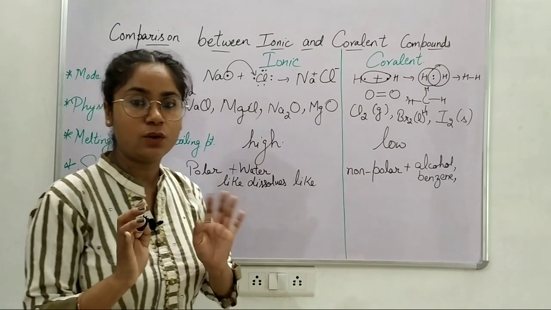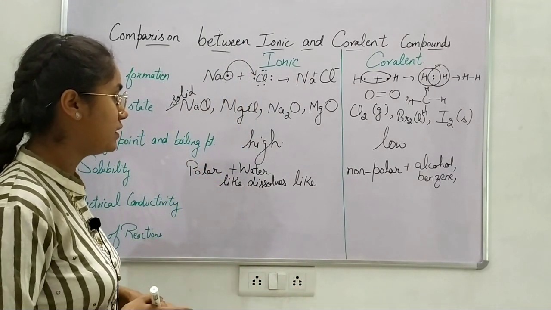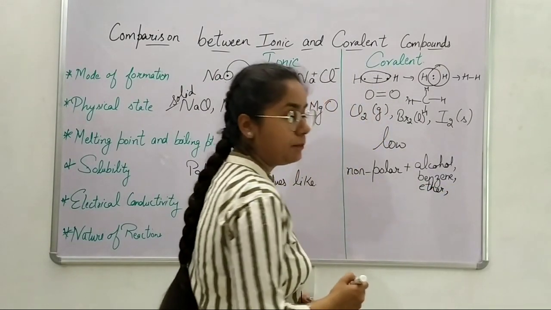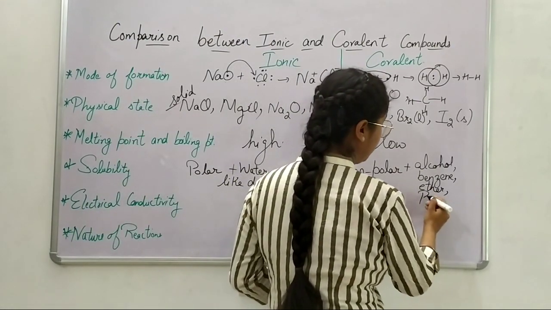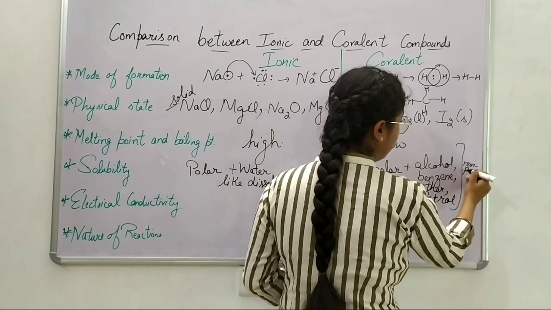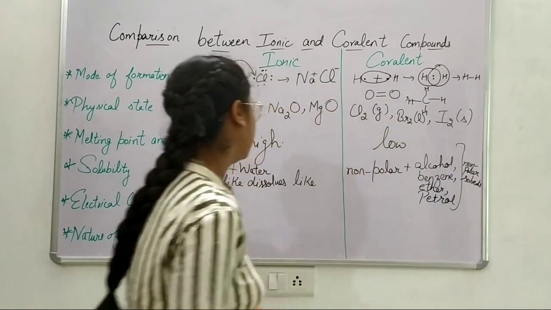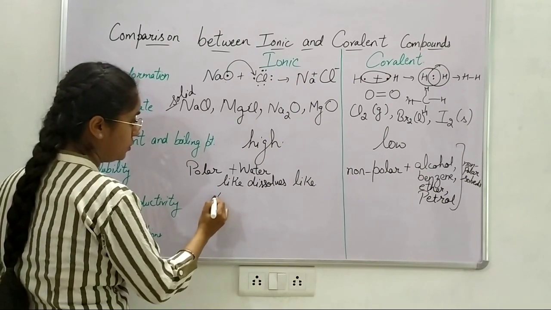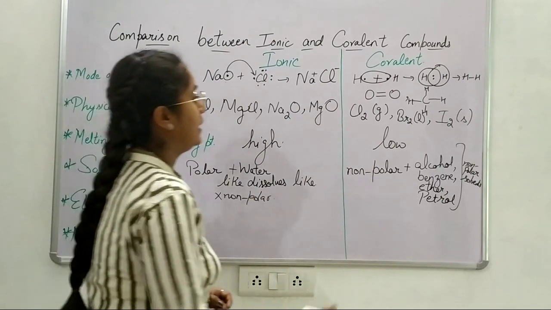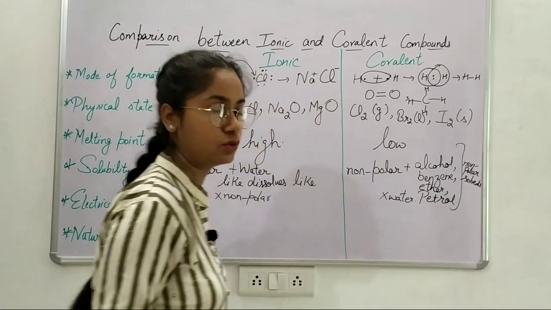So I hope it is clear to you that they do not dissolve in non-polar solvents, for example, ether, alcohol, benzene, toluene, petrol. Petrol is also non-polar. These are non-polar solvents. Remember this. Polar substances are not soluble in non-polar solvents. That means ionic ones. And the covalent ones are not soluble in water. And there are some exceptions which I have already told you.